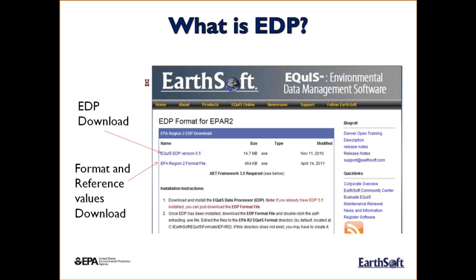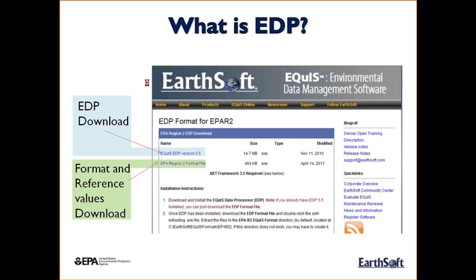When you select that link to download the EDP, you will be brought to this screen where I'm pointing to the EDP download, and then also there's the format and reference value download. The EDP download is the full EDP software plus the format, and the one below it is just the format and the reference values.